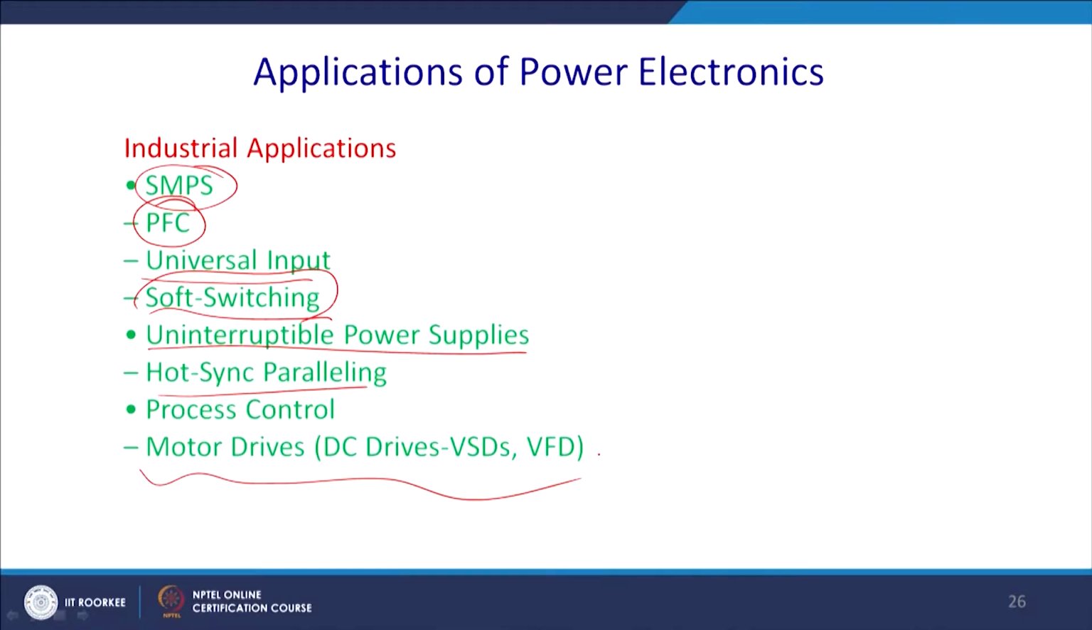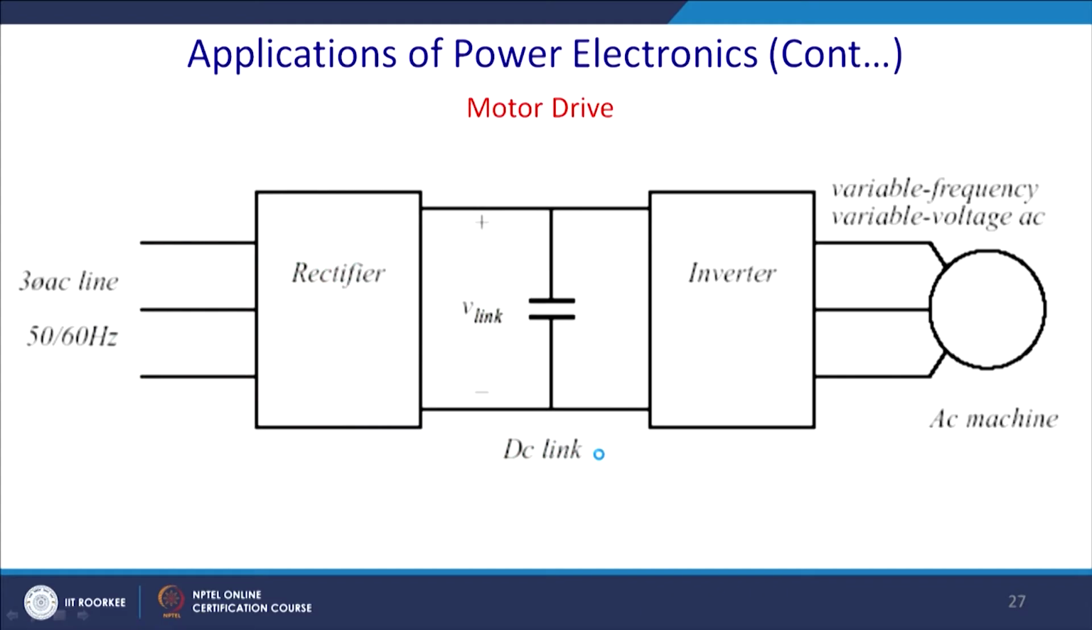Heat sink paralleling is also something that has been used for process control and motor drive applications. This is a huge application; most, about 80% of the energy, is consumed in motor drive applications. Now let us take motor drive applications.